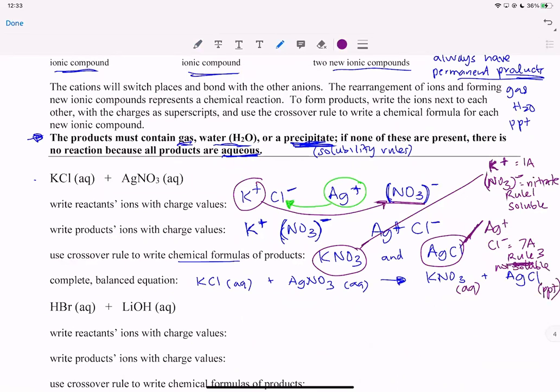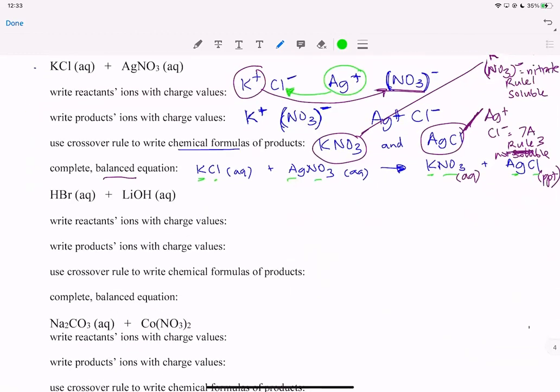Okay. So for the complete balanced equation, you have the reactants, you have the products that you figured out from writing the chemical formulas and using the crossover rule. You also have to have the physical states, and then you balance it. So in balancing this, you're making sure that every atom is equal on both sides. And so I don't need any coefficients. You have equal amounts of atoms on both sides.